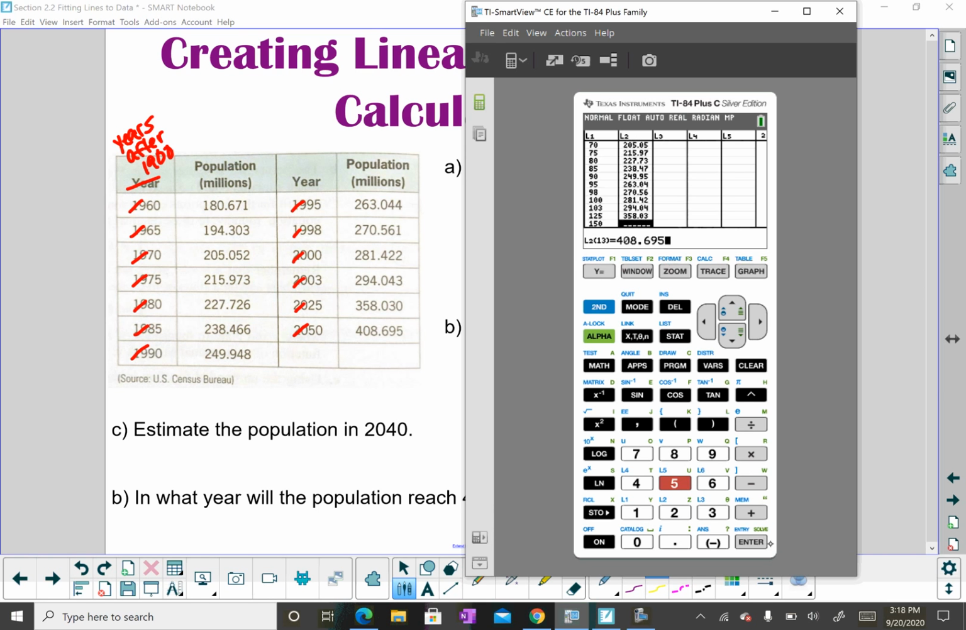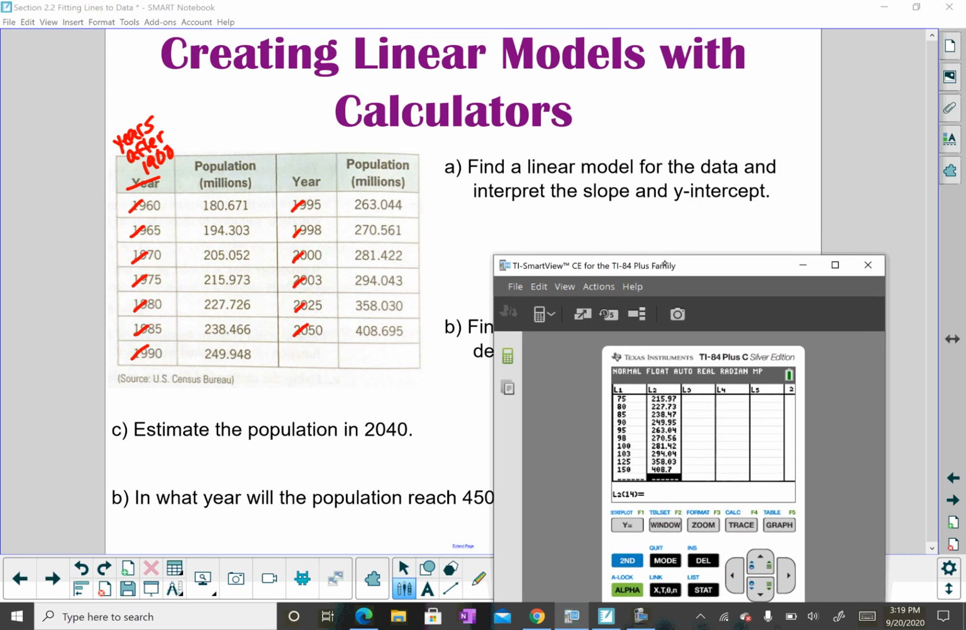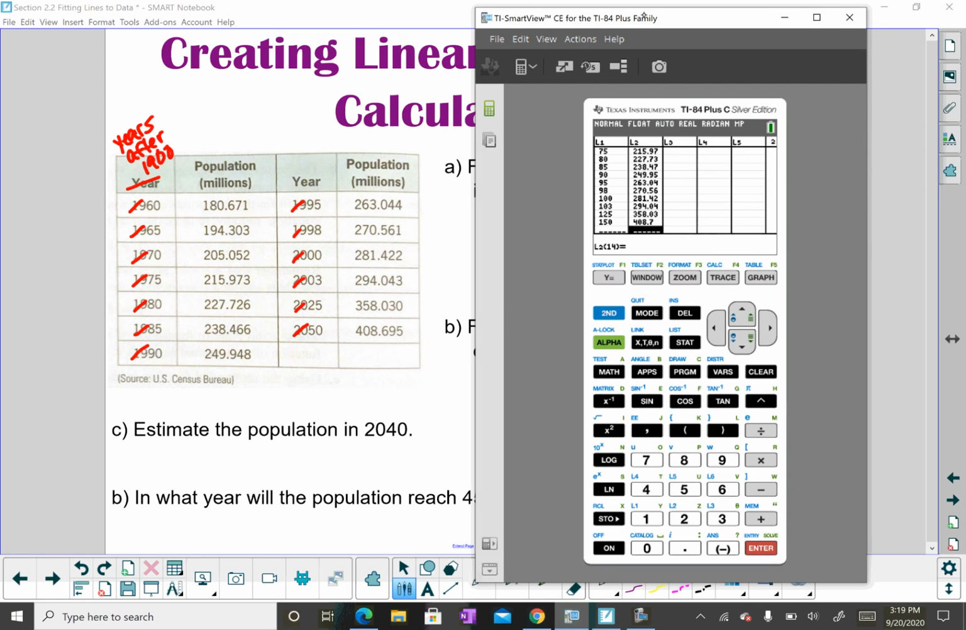Okay, and then after you have all your data values in, just make sure that you have the same number of values in L1 and L2. The first thing we want to do with this data is find a linear model to represent the data, and then we're going to interpret the slope and y-intercept. So we've done this before.